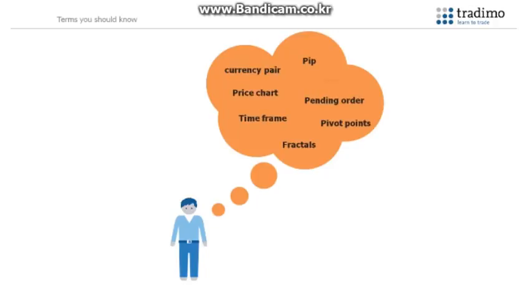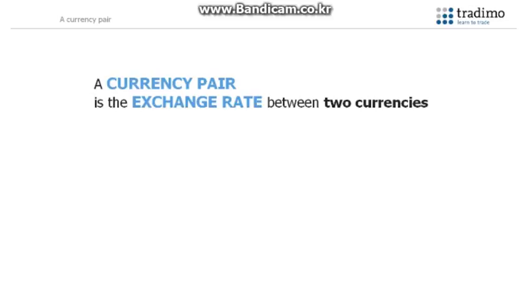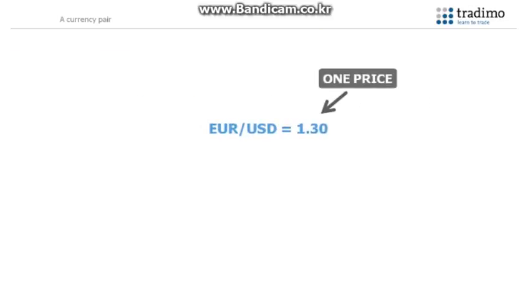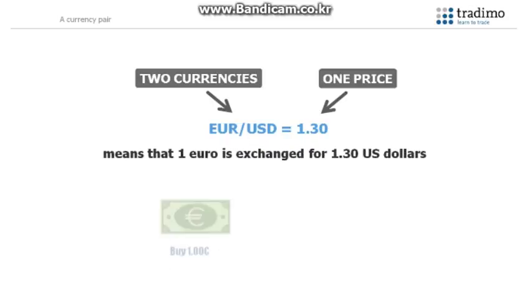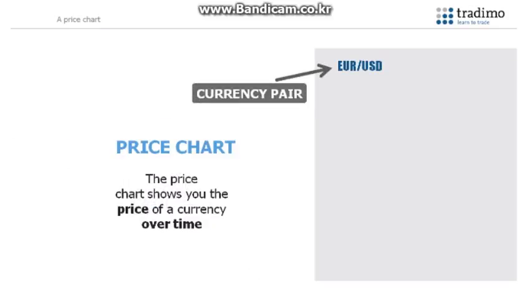In order to get started with the beginner strategy, there are a few terms that you should know. Ready? Let's start. A currency pair is the exchange rate between two currencies. A currency pair is referred to as one price. This price is the exchange rate between two currencies. So if the price of the euro-US dollar is, say, $1.30, then this means that €1 is exchanged for $1.30.